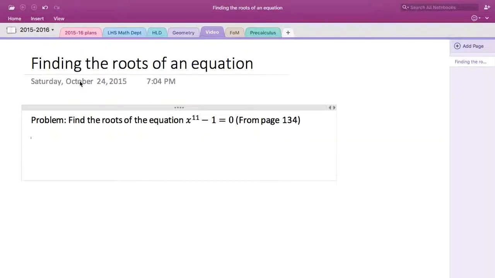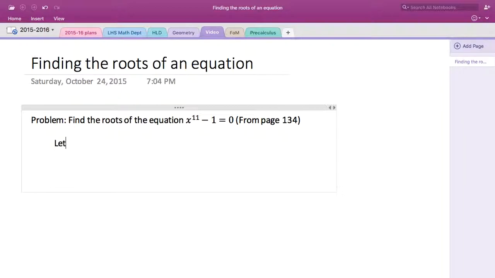This video is to go over how to find the roots of the equation. So the problem is find the roots of the equation x to the 11th minus 1 equals 0. So we should have 11 roots, or the numbers that satisfy this equation.